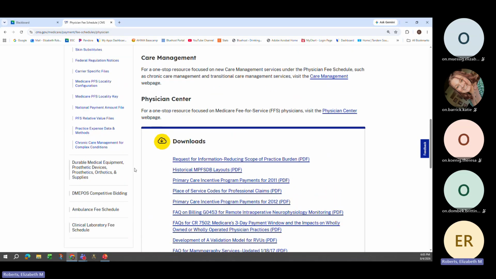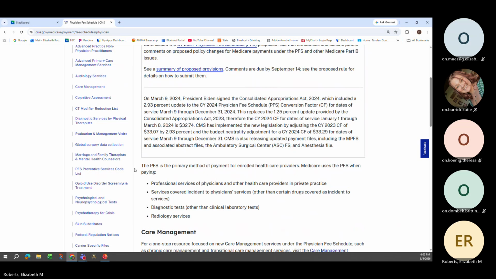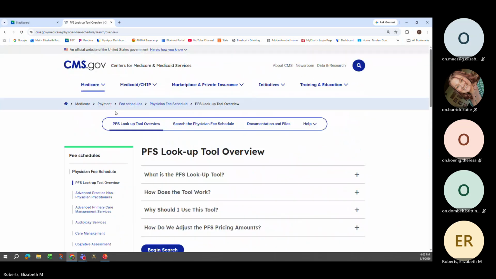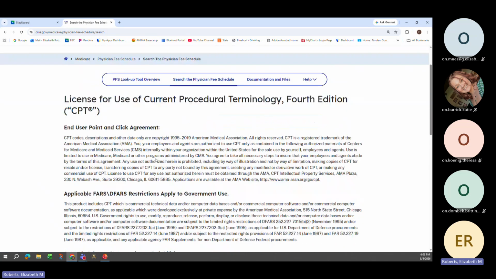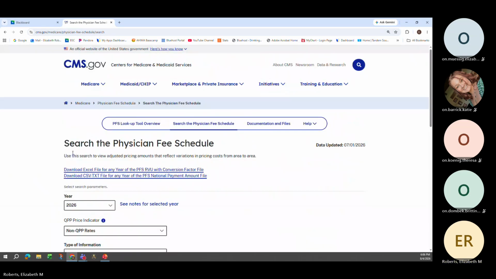Goodness gracious, where's it at? Lookup tool. Oh, you have to click on the lookup tool overview. I swear they change this every month. And then begin search. You have to agree to the license, the copyright.